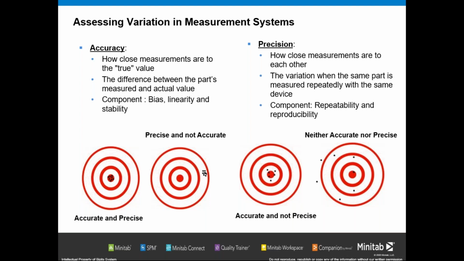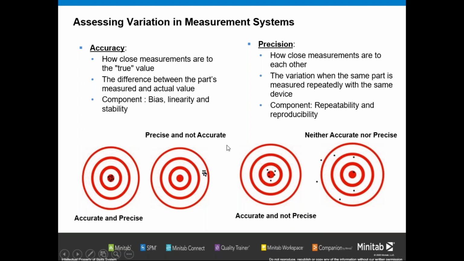So the components inside accuracy that we assess are bias, linearity, and stability. But today we are not focusing on the accuracy side; we just go for the precision. If you are interested in the bias, linearity, and stability components of accuracy, maybe you can sign up for our statistical quality analysis training. Precision is how close measurements are to each other, the variation when the same part is measured repeatedly with the same device. The components inside precision that we assess are repeatability and reproducibility.